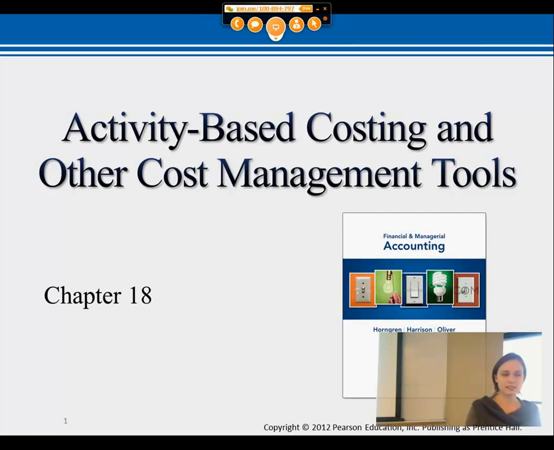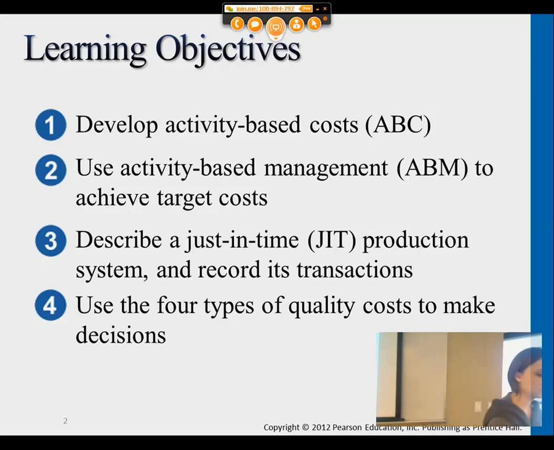Chapter 18 is going to be on activity-based costing, mainly, and then we'll discuss some other cost management tools. Okay? So what are we going to do in this chapter? We'll develop activity-based costing, which is an ABC system. Okay? We'll use activity-based management, that's the abbreviation ABM, and it's mainly to achieve your target costs. Okay? What it means, we'll talk in a little bit.